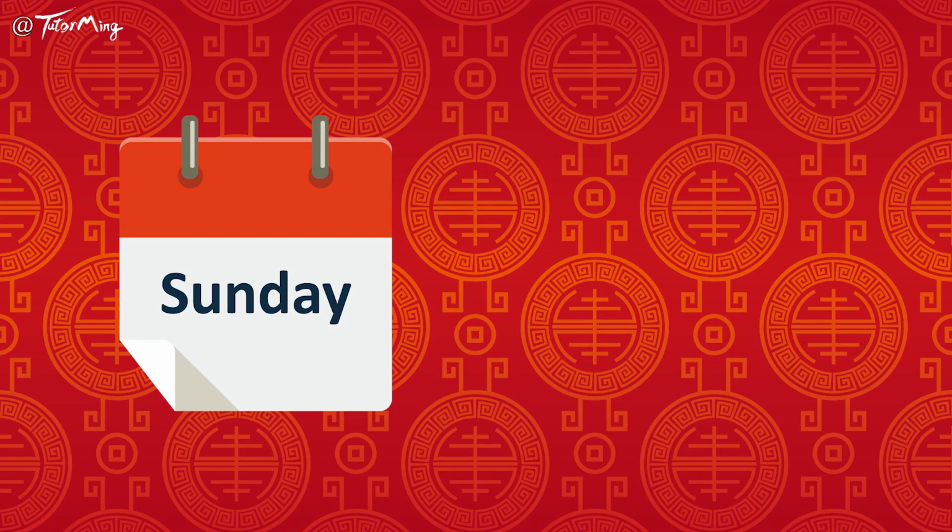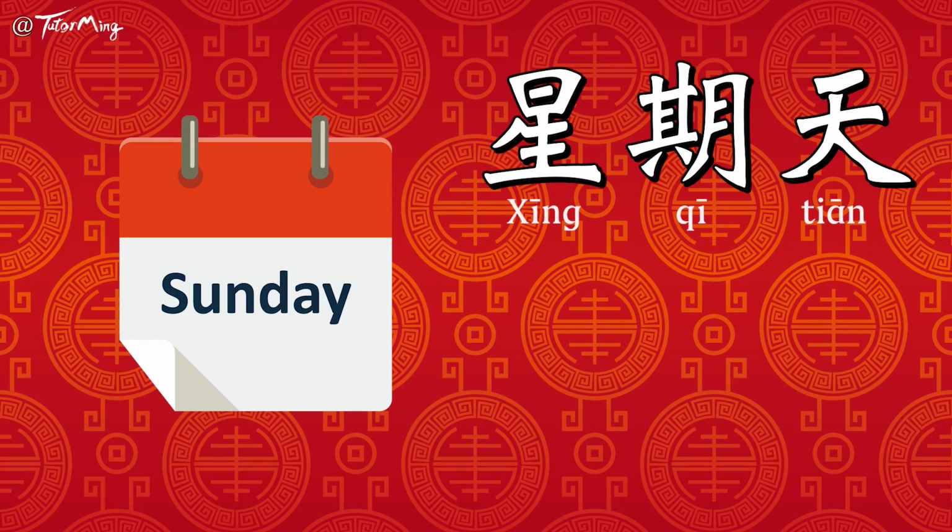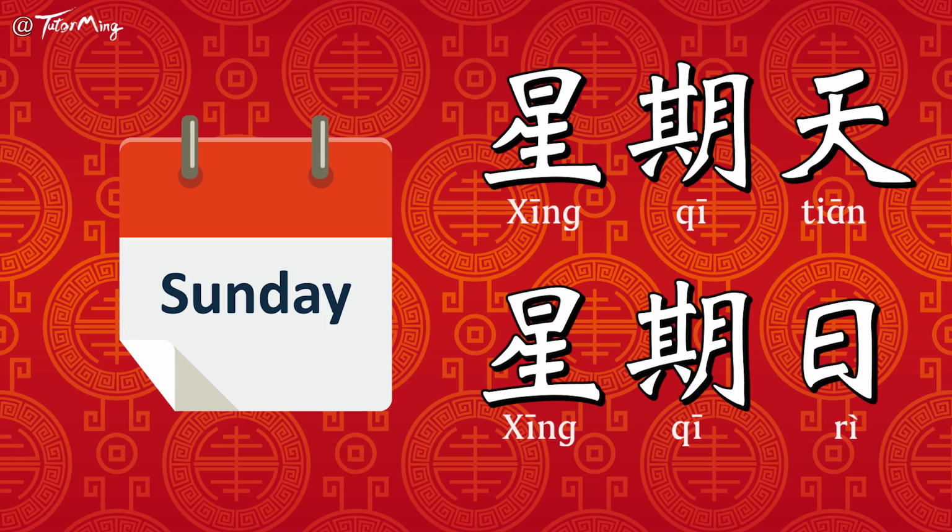use the word 日, which means sun or day, and you can also use the word 天, which means heaven or day as well. So, Sunday can be said as 星期天 or 星期日.